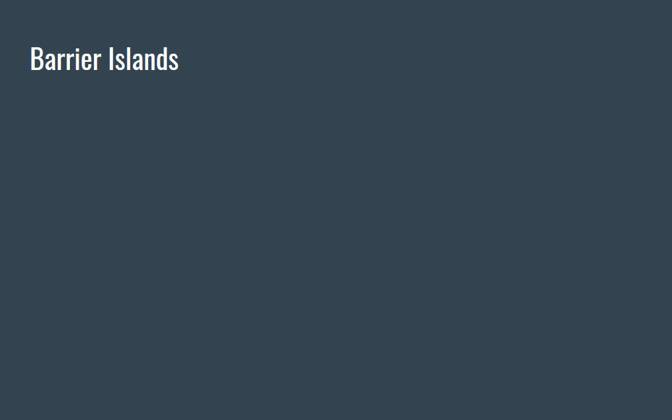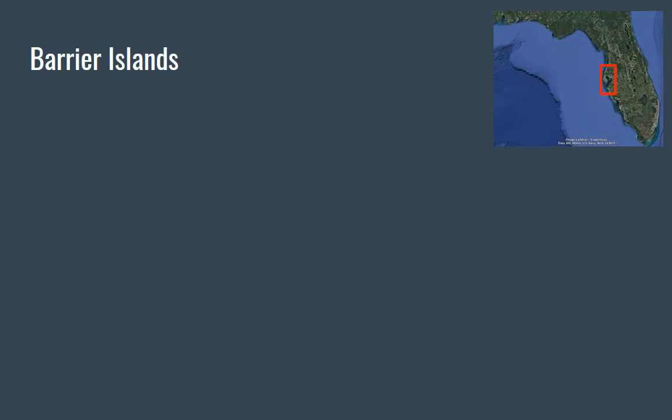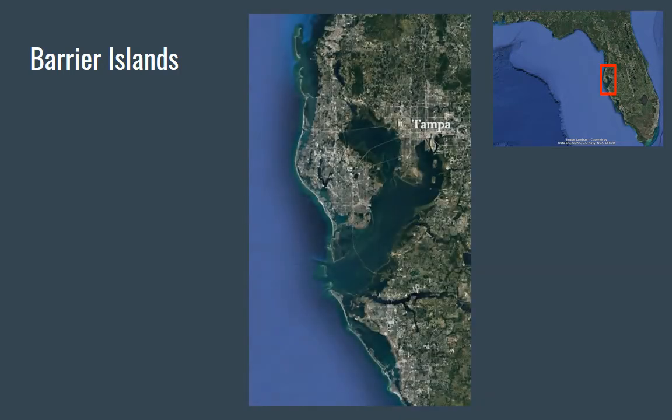One place that's really well known for its barrier islands is Florida. So I'm going to zoom in on this section of the map that I've got the red square around. This is the Tampa, St. Petersburg area, and you can kind of see Tampa Bay there. So I zoom in here, there's Tampa Bay.